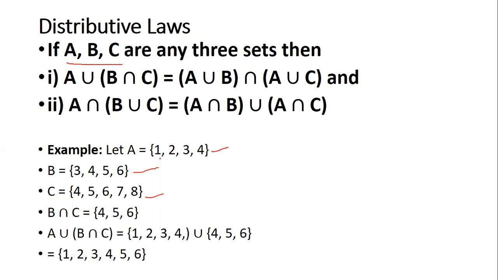So set A is 1, 2, 3, 4. Set B is 3, 4, 5, 6. And set C is 4, 5, 6, 7, 8. The examples are more or less very similar for all of the laws, which means any type of set that they provide to us, we will get the answer when we apply these 3 laws. That is commutative law, associative law, and distributive law.